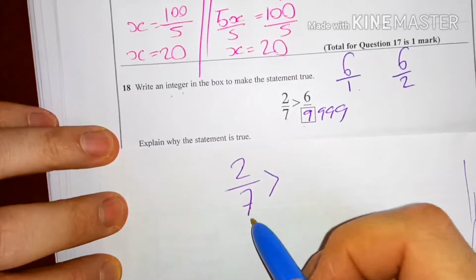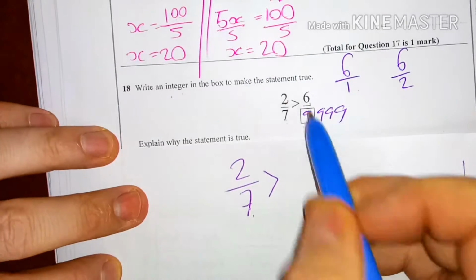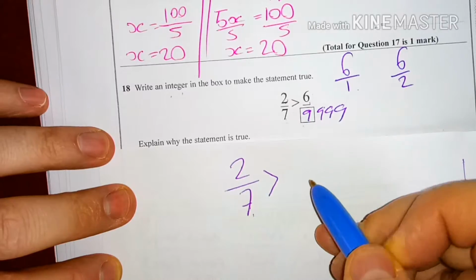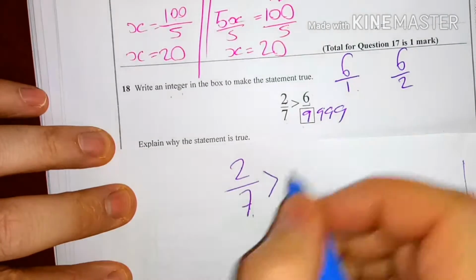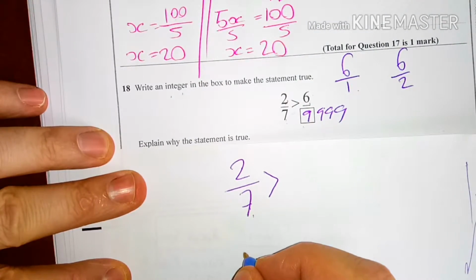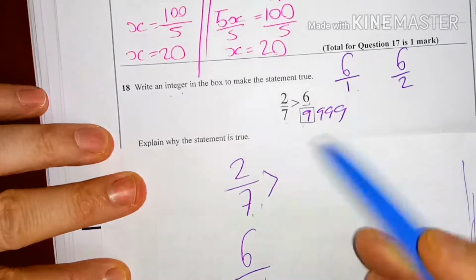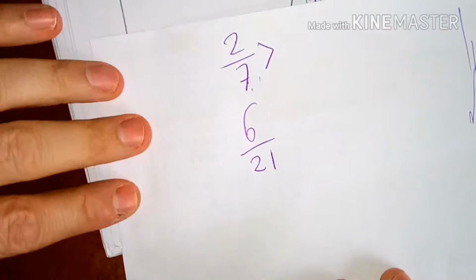Now, 2 over 7, okay? 2 is a factor of 6. So we could make this an equivalent fraction. To get 2 to 6, I'd have to times it by 3, so I'd have to times the bottom by 3. So 2 over 7 is the same as 6 over 21.